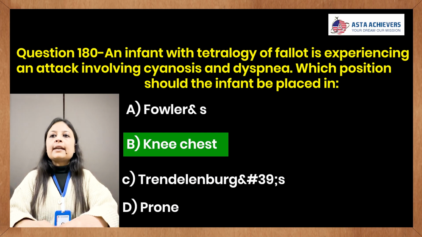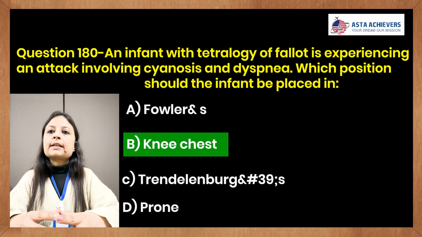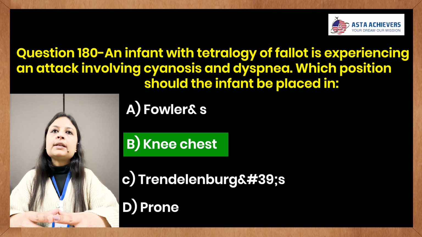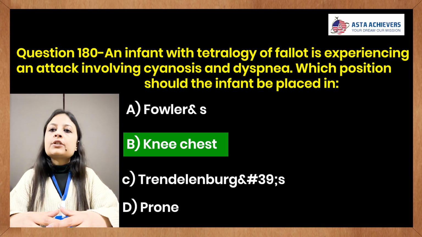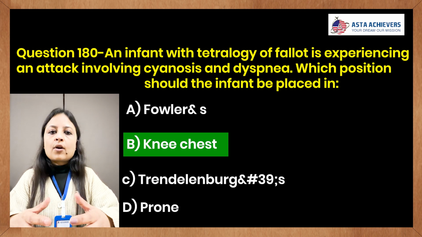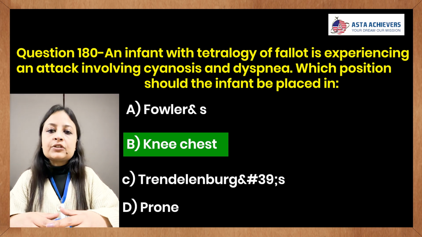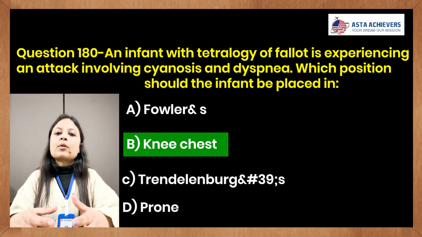Question 180. An infant with tetralogy of Fallot is experiencing an attack involving dyspnea and cyanosis. So which position should the infant be placed in? Option A, Fowler. Option B, knee-chest. Option C, Trendelenburg. And option D, prone.